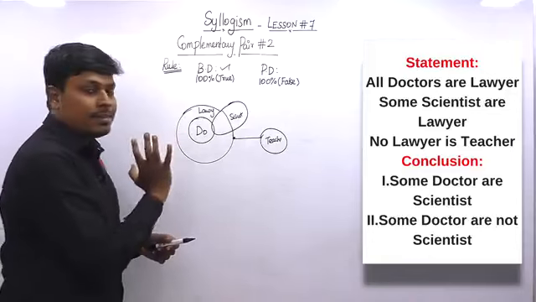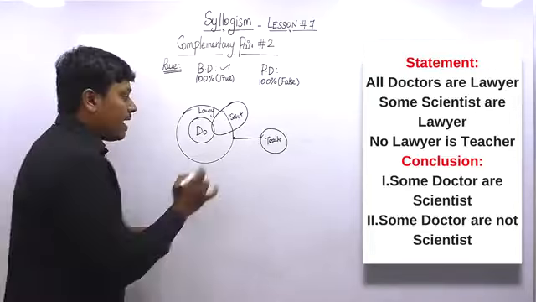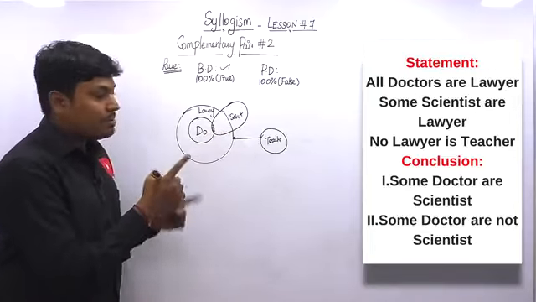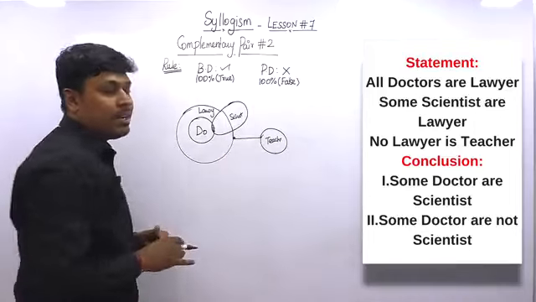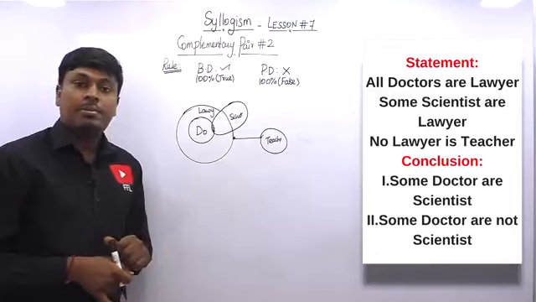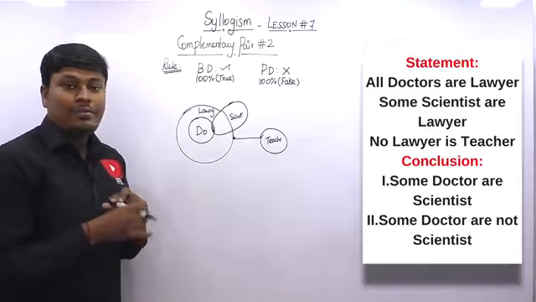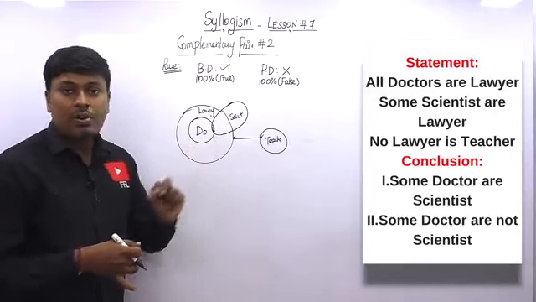Now I am considering this as a possible diagram. They are saying some doctors are not scientists. I am saying that some doctors are scientists. So in the possible diagram, the second conclusion is false. So we can say that in a basic diagram it's 100% true. In the possible diagram it's 100% false. So the answer for this question, it follows a complementary pair rule. So the answer for this question is either 1 or 2 follows.